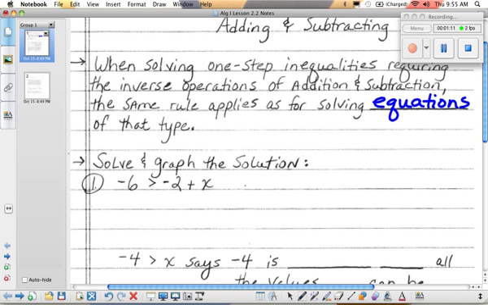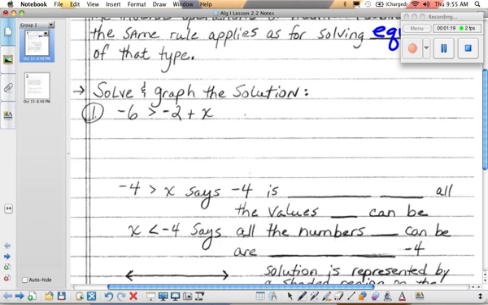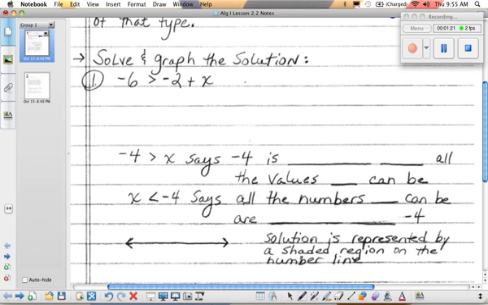But when we're talking about inequalities, we know there's an infinite number of solutions, and so we have to show them a different way. So we do show it with a graph also. So solve and graph the solution. Well, we need to get x alone. That's always our goal, right? In solving equations in algebra, get the variable alone.